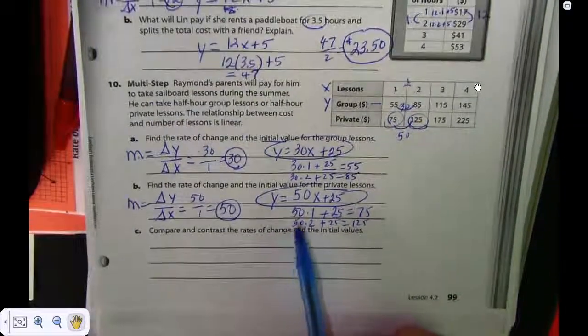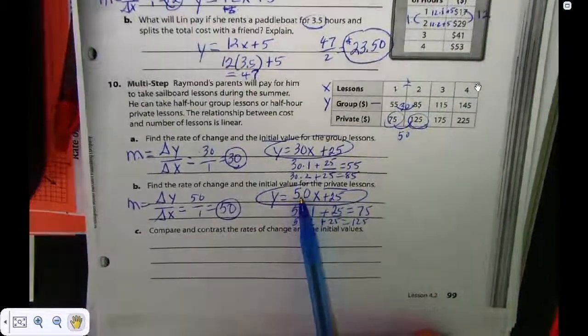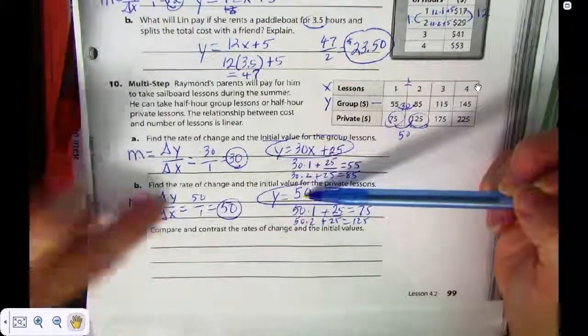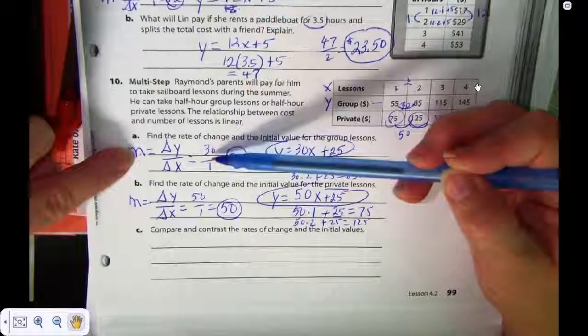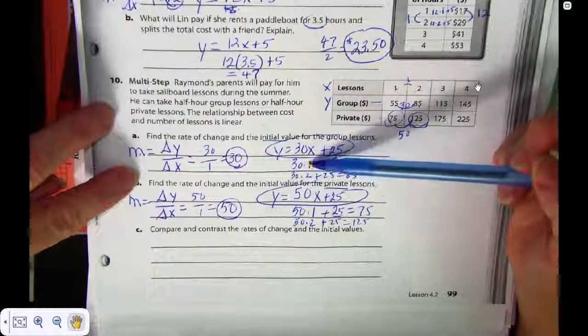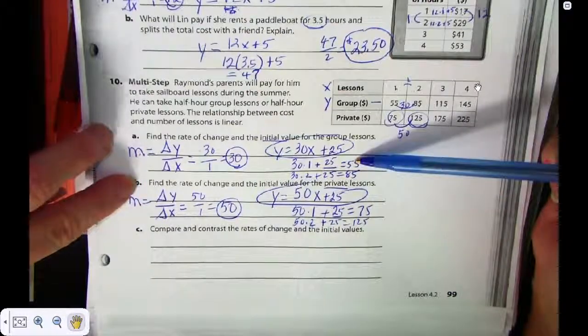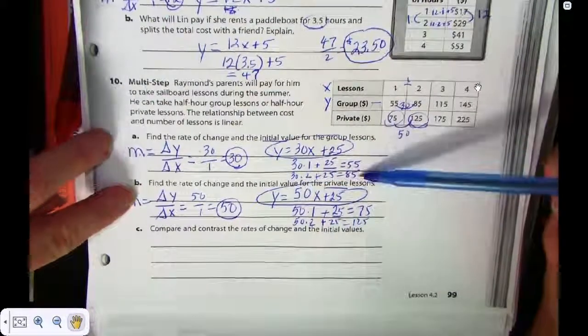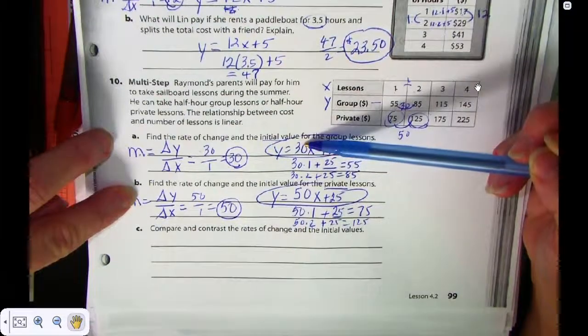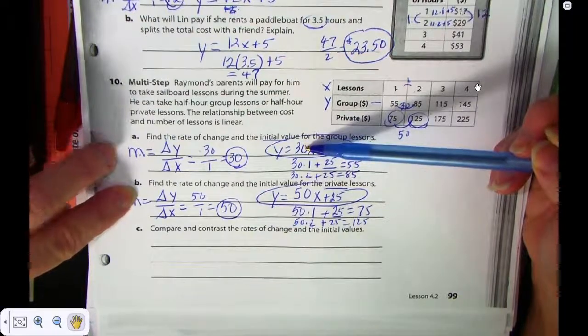Okay, so the only difference in these two is that 30 and 50. The changing Y is 30 over 1 is 30. So 30X, 30 times 1 was 30, plus 25 gave you 55. And then 30 times 2. So you had to pay $25 initial fee, 30 is the slope. That's how much for each lesson.